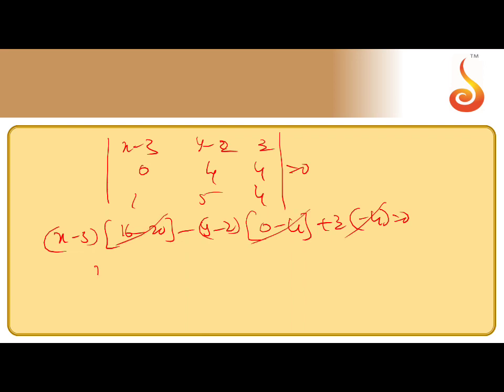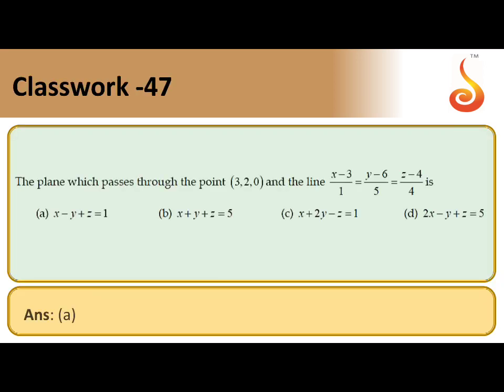This is cancelled. The remaining x minus 3 minus y plus 2 plus z equal 0 means x minus y plus z minus 1 equal to 0. So that means what is the answer? X minus y plus z minus 1 equal 0. Check the options. Which option is matching? X minus y plus z. So option A is the right answer. X minus y plus z equal to 1. So option A is the right answer.